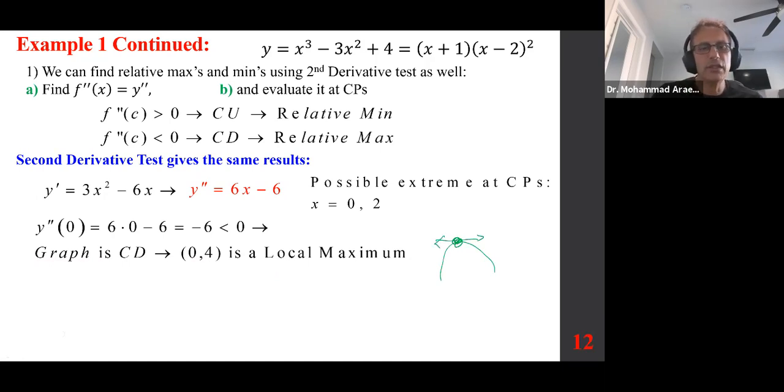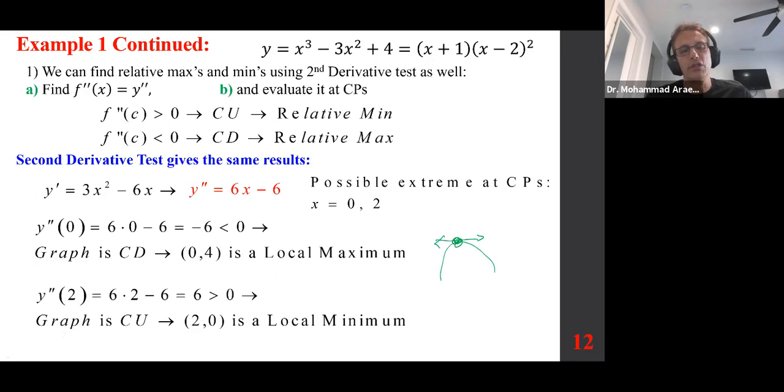If you plug in the other critical point, namely 2, it is positive, okay? And it's concave up, looking like that. It gives rise to a local minimum.